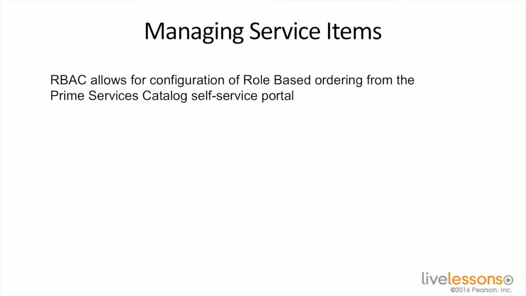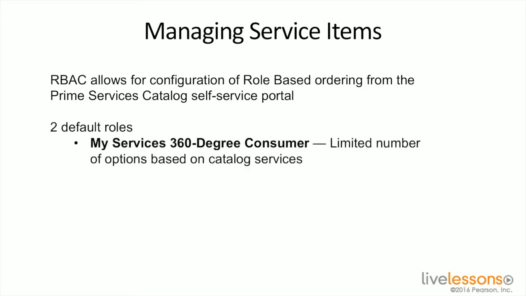So when we're managing different services items within Prime Services Catalog, role-based access control gives us the ability to really manage the types of things that a user can get access to within the catalog itself. And by default, there's two roles. These two roles are My Services 360-degree consumer, which is basically going to provide a limited number of options based on what's in the catalog of services.